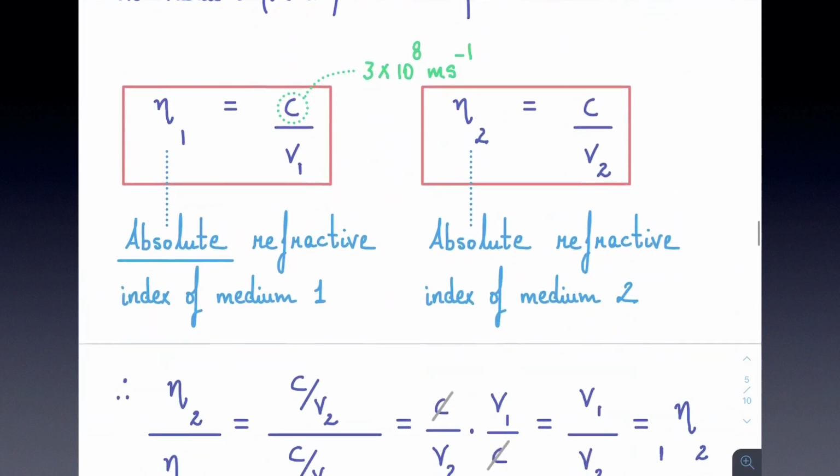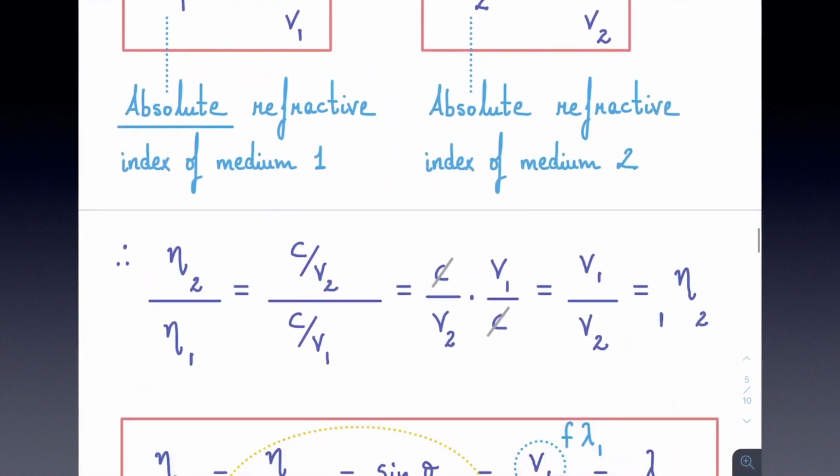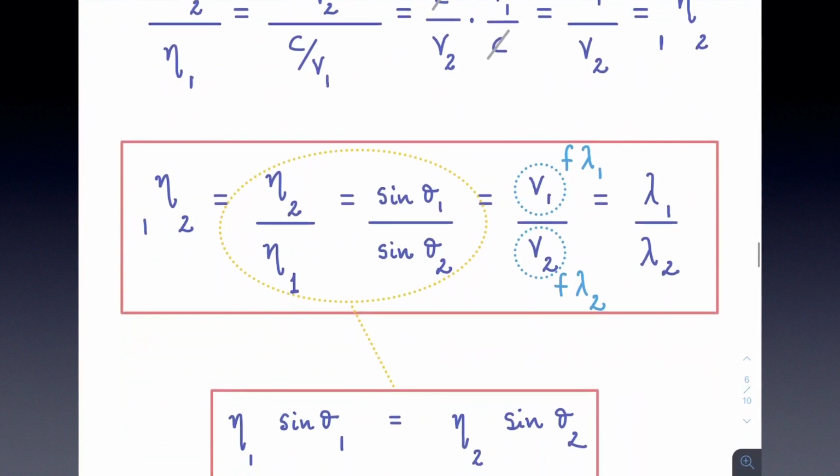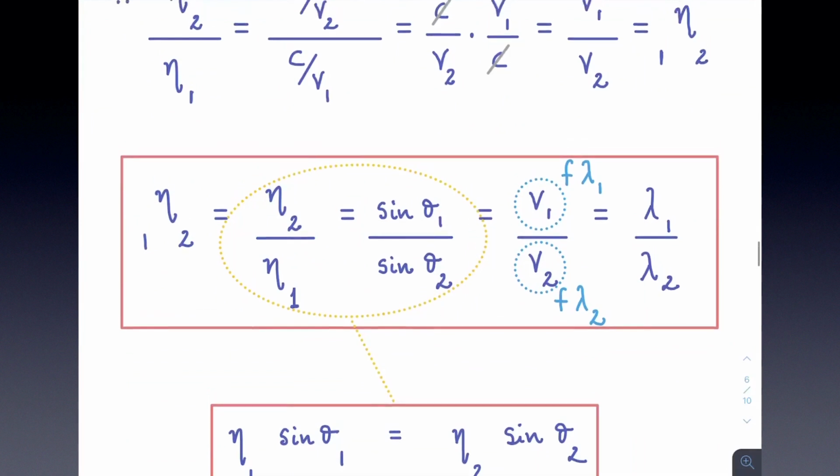So in other words, we are saying that we can express the refractive index of medium 2 with respect to medium 1 in terms of the absolute refractive indices of both media. The refractive index of medium 2 with respect to medium 1 is equal to the absolute refractive index of medium 2 divided by the absolute refractive index of medium 1. But we have seen that this is also equal to sine theta 1 divided by sine theta 2. Let me show you again the result.